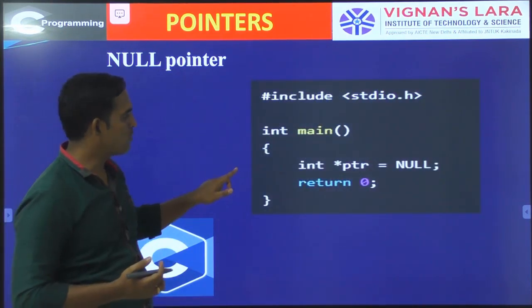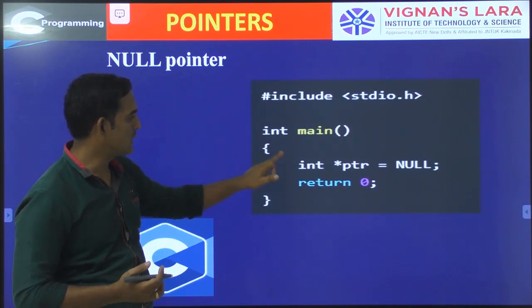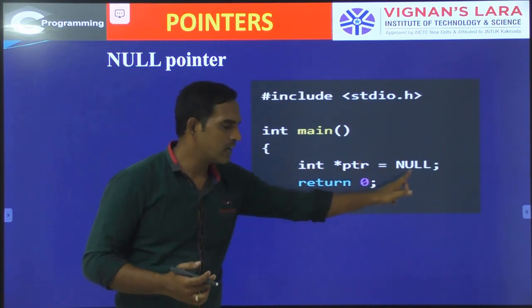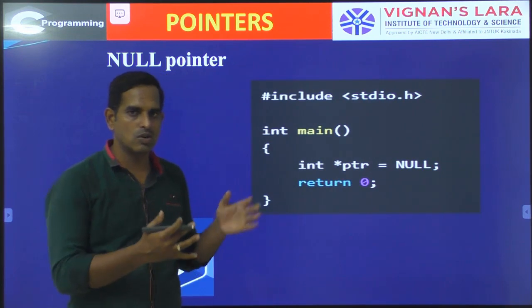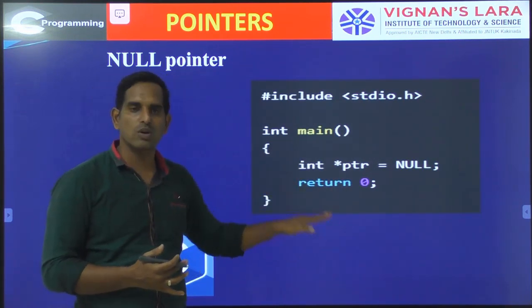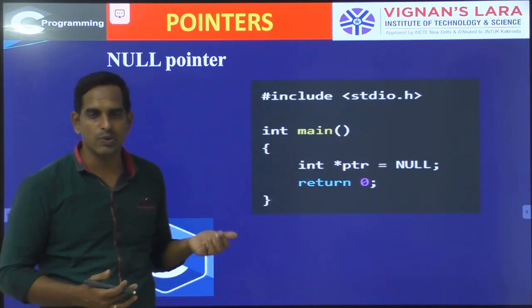So this is an example about your null pointer. Initially I have just declared that PTR and assigned it to null. It doesn't know what to do. In the later part of the program you can assign this particular PTR to any variable.